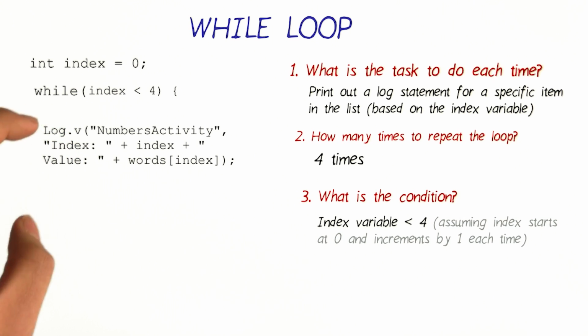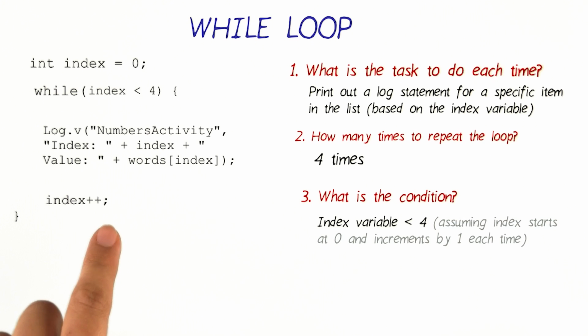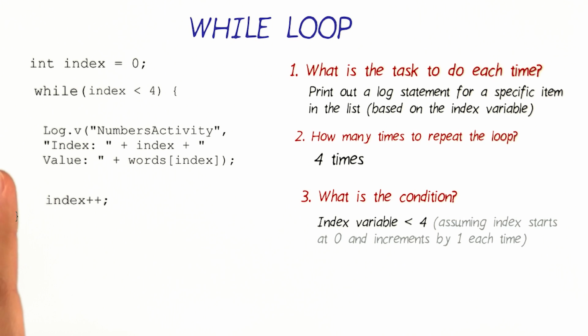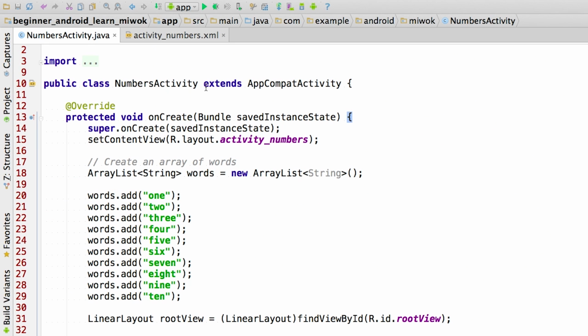All right, so last thing within the body of this while loop is that we need to update the index variable by 1. So we haven't seen this syntax before of index++. But this is a shorthand that means the same thing as setting the index variable to be index = index + 1. All right, so now you're intimately familiar with how to write a loop in Java.